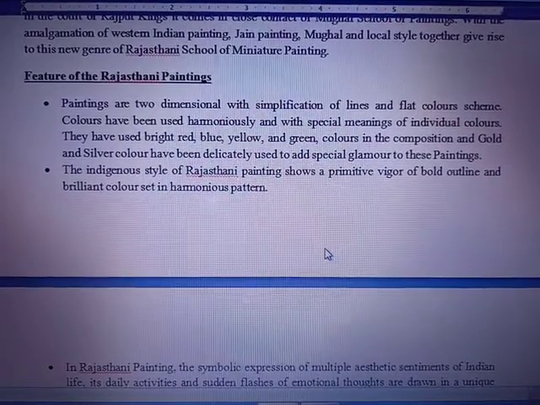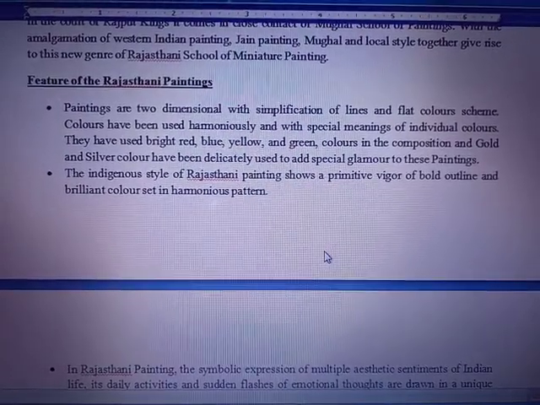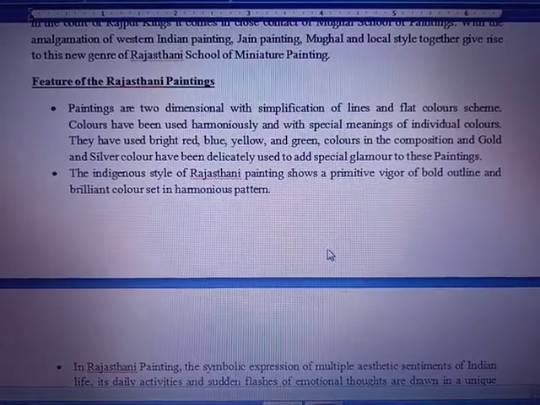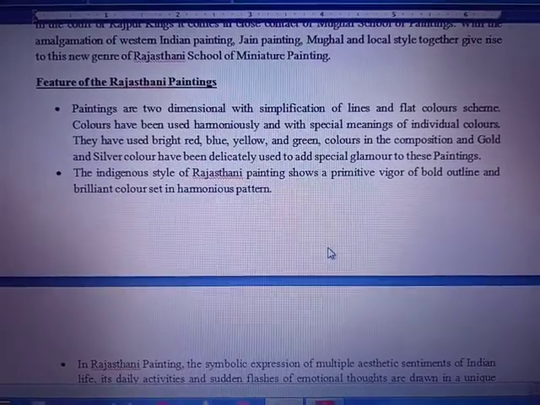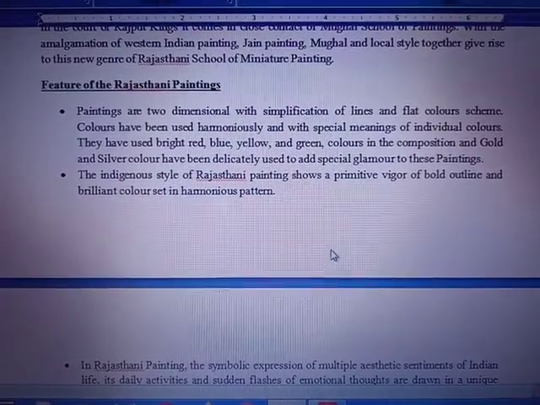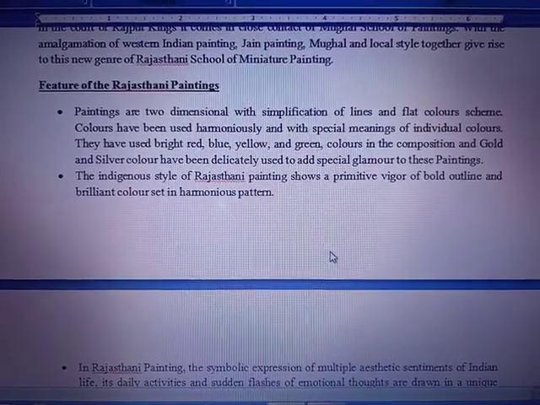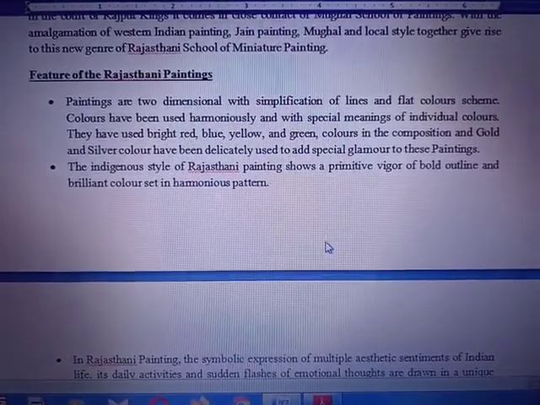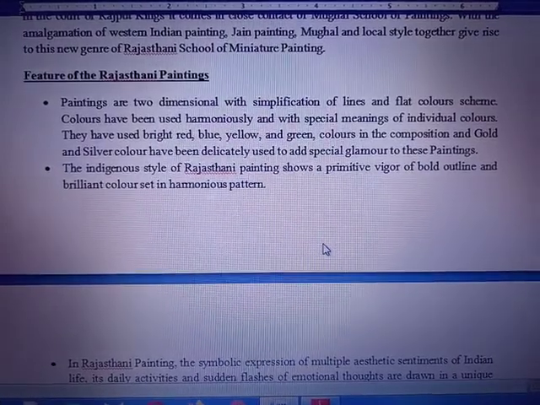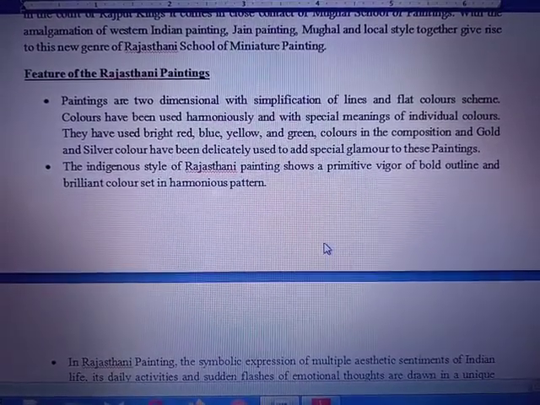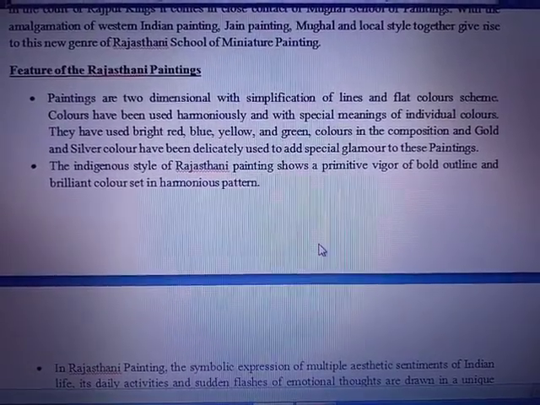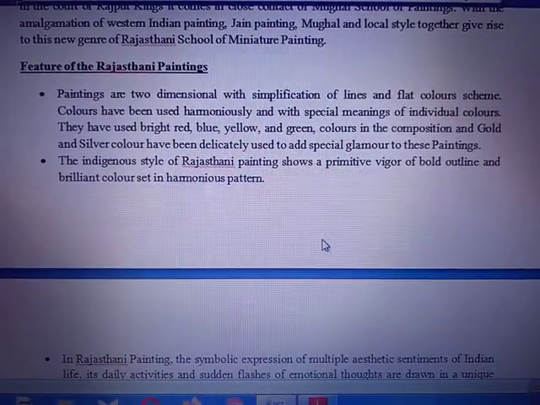Suppose they use red symbolically, and green also symbolizes something. Whatever color they have used in their painting, every color symbolically represents some meaning. They have used bright red, blue, yellow, and green colors in the composition, and gold and silver colors have been directly used to add special glamour to those paintings.